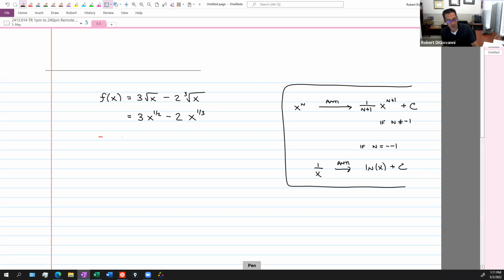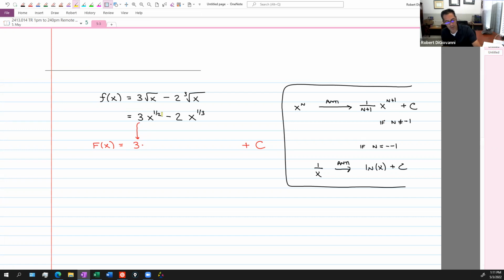So now when I go to do the antiderivative, I'm going to use that rule. Capital F of x will be equal to, and let me just right now put plus C so I don't forget it. The 3 comes for the ride. We talked about that also, how when you're doing antiderivatives, if you have a constant in front of a function, it will come for the ride, just like it did with derivatives. So we'll have a 3 here.